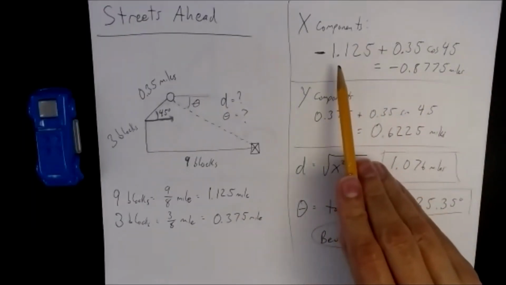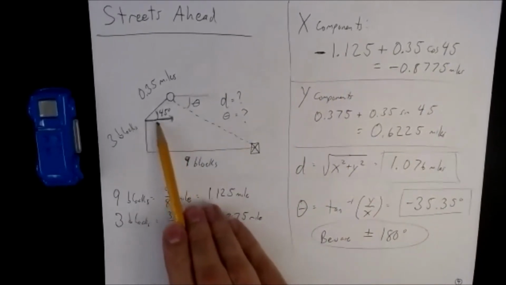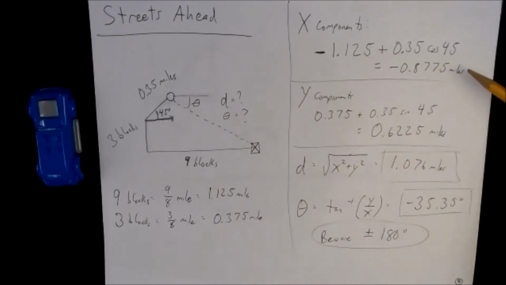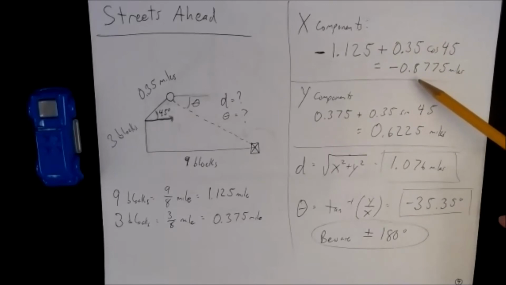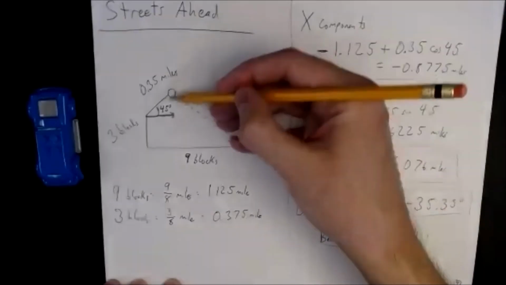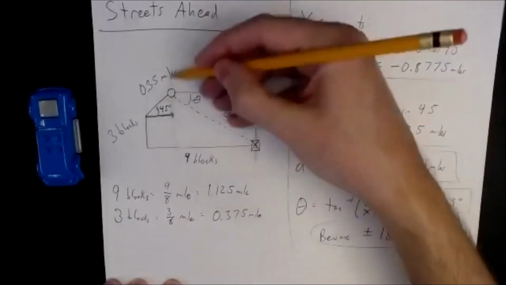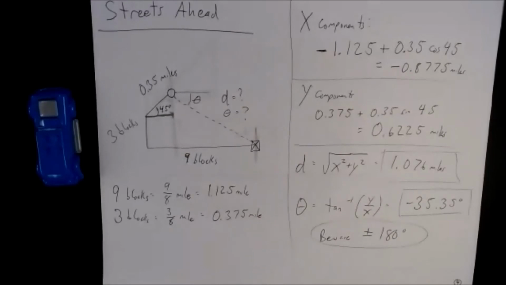We went west by 1.125 miles, so west gets a negative. This component is east, so that gets a positive 0.35 cosine 45. And you ask your calculator what that means, and you add them up and you get negative 0.8775 miles, which makes sense. You would expect to get a negative amount because you do end up further west than where you started. If you started there, you're definitely going to end up farther west than where you started, and we're defining west to be negative.